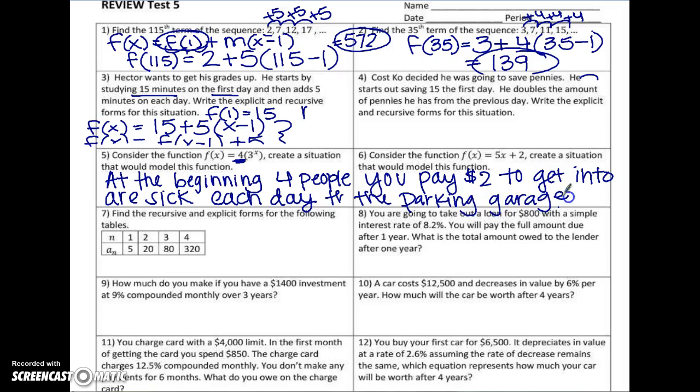And every hour, each hour you pay $5. So that's adding 5. All right, find the recursive and explicit forms for the following table.